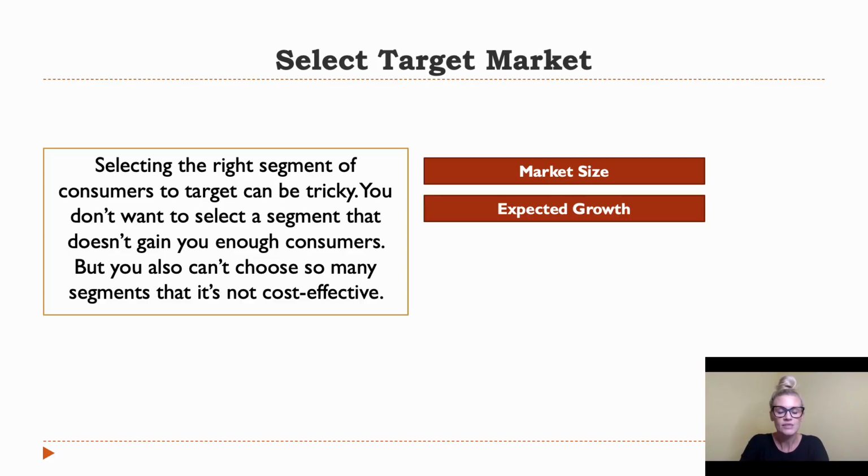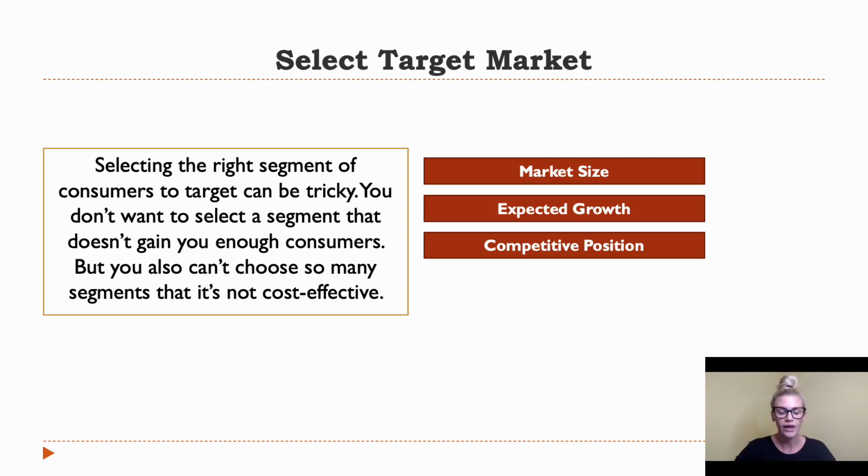We then want to look at the expected growth. Is that group of consumers expected to grow in the near future, or is it potentially shrinking? If that market segment is shrinking, that's probably not a great place for us to invest for our product. We also want to consider the competitive position. How many competitors are going after this same group of consumers? The more competition we have, the more difficult it's going to be for us to have consumers purchase our product.